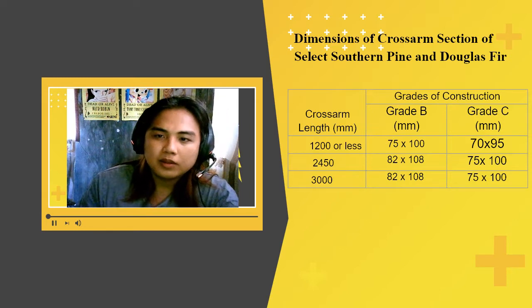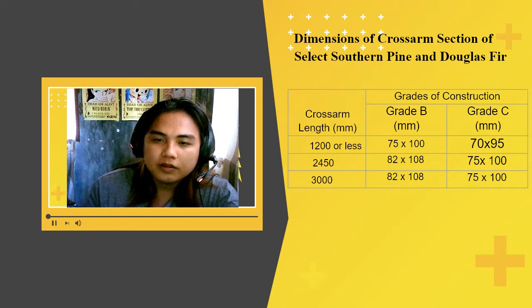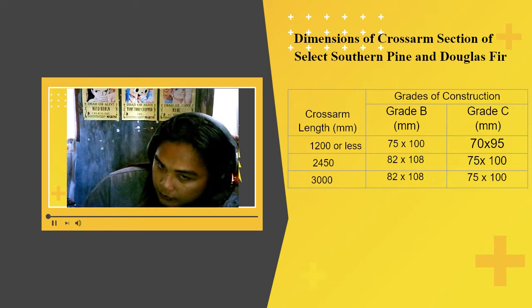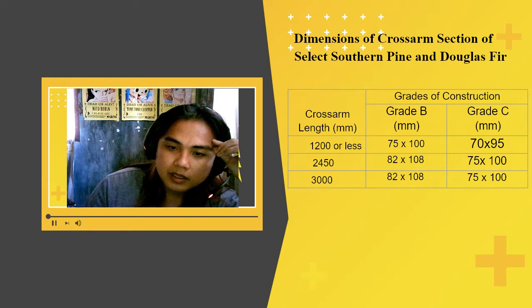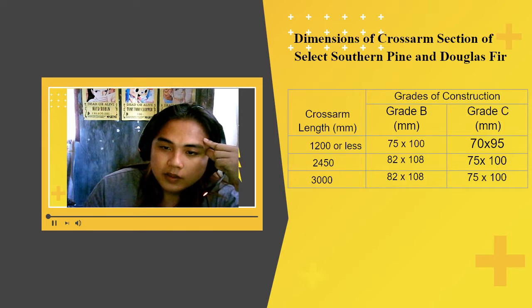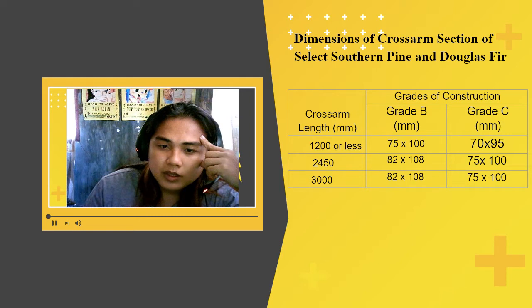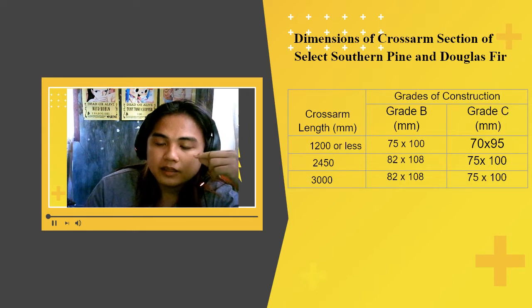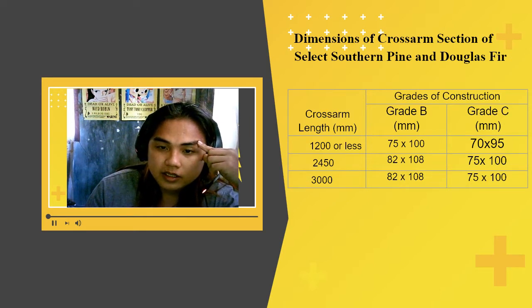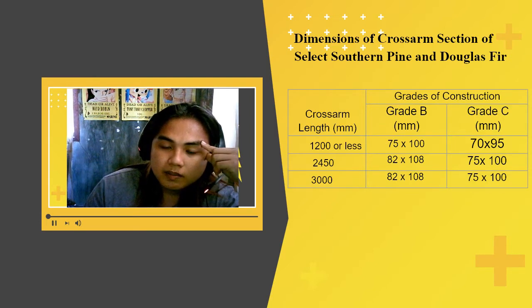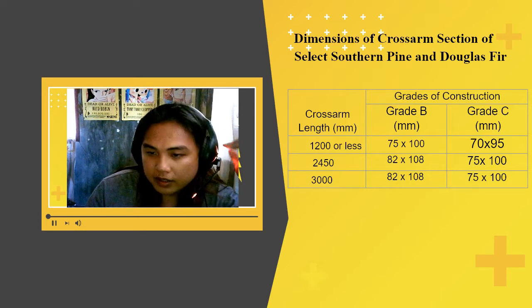We go to dimensions of cross arm sections of select Southern Pine and Douglas Fir. So you can see this is grade B in millimeters, grade C in millimeters also. So cross arm length is in millimeters. So if we have 1,200 millimeters or less, we use for grade B 75 by 100, and in grade C we use 70 by 95. So if we use 2,450 millimeters, we use for grade B 82 by 108 and 75 by 100 in grade C. Also in 3,000 we have 82 by 108, and also in grade C we use 75 by 100.